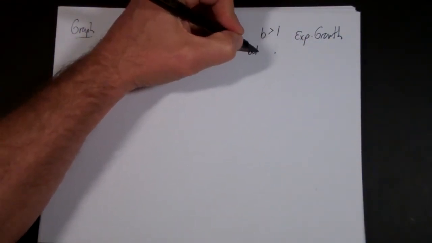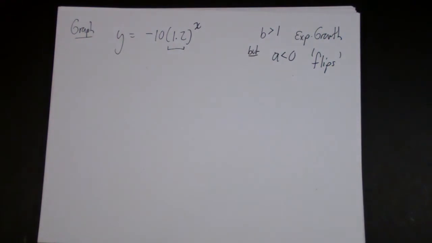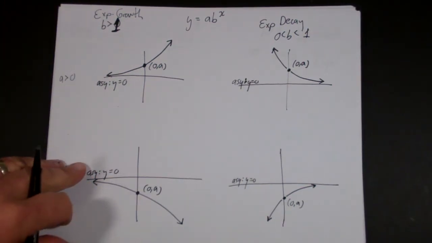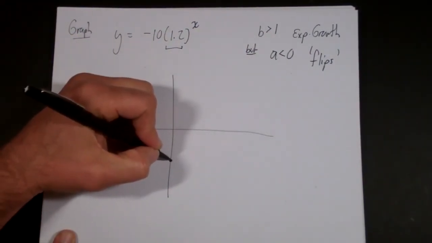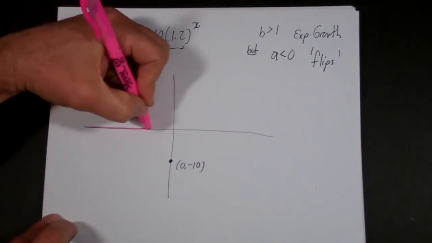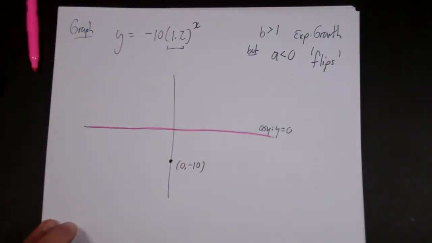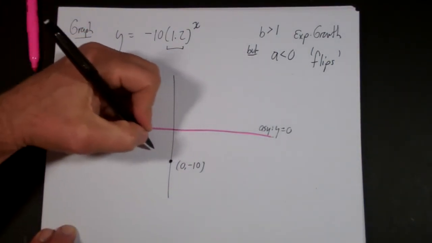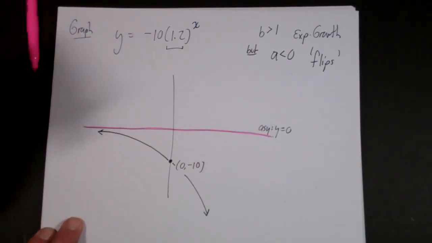But a is less than 0, so it flips across the x-axis. So which of the graphs does it look like? In this case, b is greater than 1, a is negative, so the graph looks like this. The starting value is (0, -10). The asymptote is y is equal to 0. It's exponential growth, so it's going to grow in this direction, and as you go backward, it's going to get closer and closer to y is equal to 0.